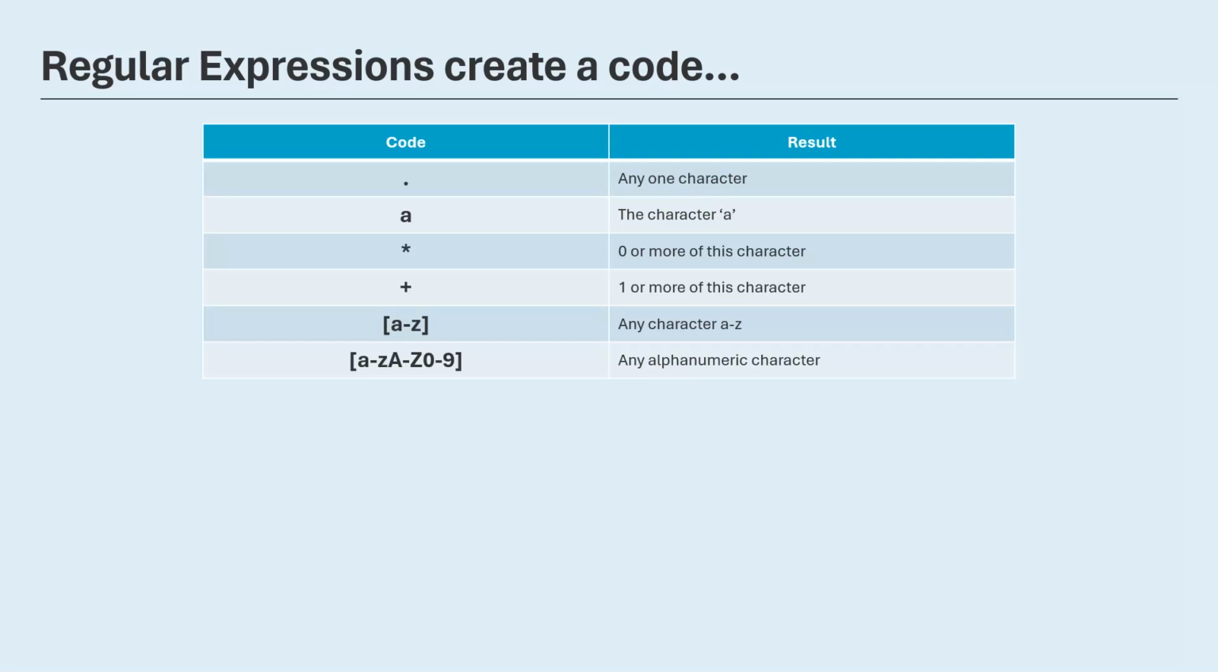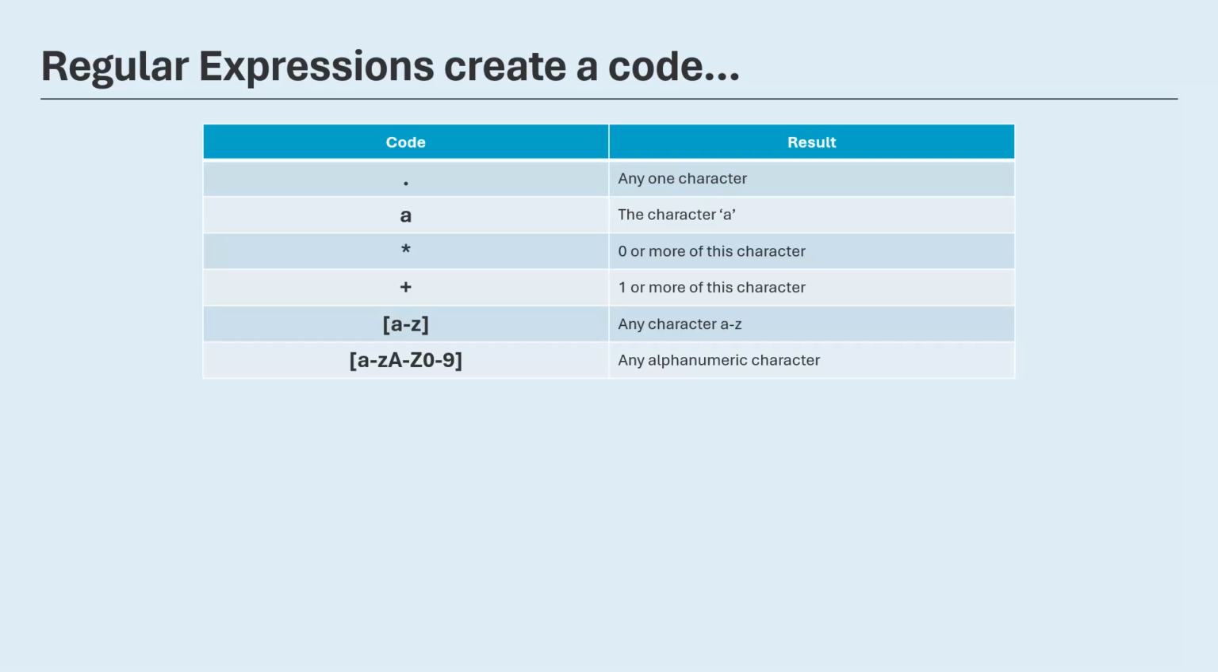If you put A through Z in square brackets, you're saying it could be any character from A to Z. And if you put lowercase a to z and capital A to Z and 0 through 9 inside of square brackets, you're saying any letter or any number could be in this spot. So these are just some of the different elements that could go into those regular expressions.